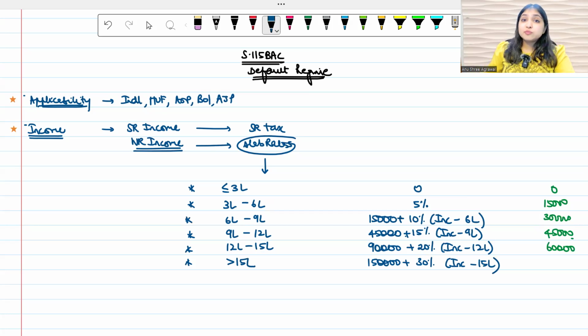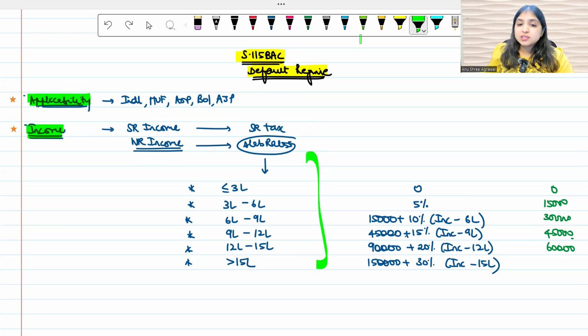Understanding. So these are going to be your slab rates under 115 BAC. So first of all, we discussed that 115 BAC is applicable to whom? It's a default regime. It is applicable only to individual, HUF, AOP, BOI, AJP. Then we said, is it applicable to all income? Will it also apply to special rate income? We said no. Special rate income will continue to be taxed at the same special rate only. It's only the normal rate income which is generally taxed at the slab rate. Those slab rates will change.